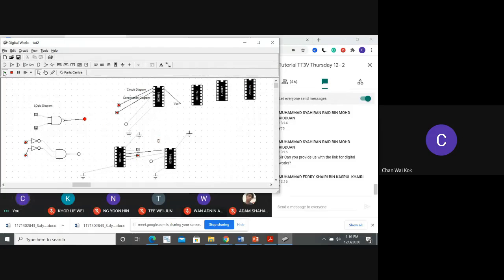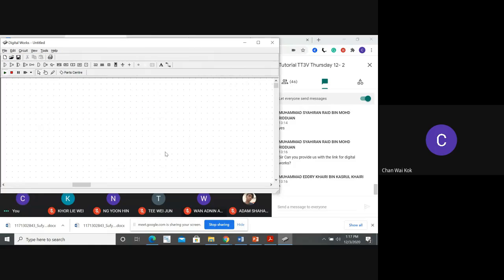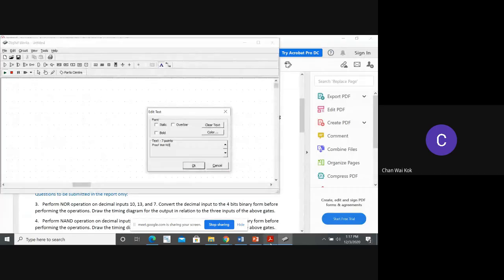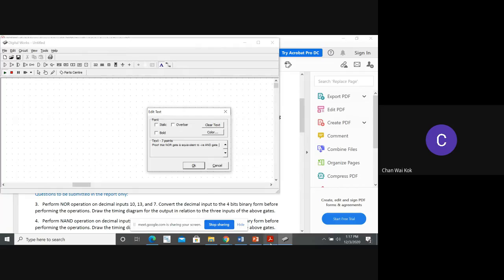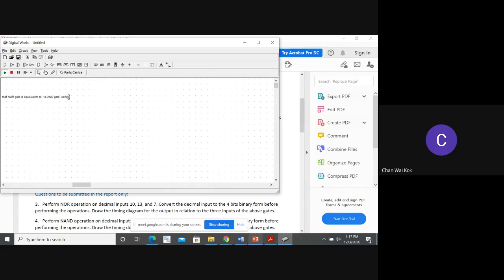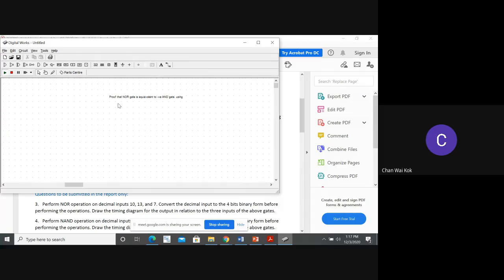Okay, I try a new thing. Try a new file, new circuit. So we need to give a text. Proof that NOR gate is equivalent to negative AND gate using. So you want to prove NOR gate is equal to negative AND gate. So let's do the input.